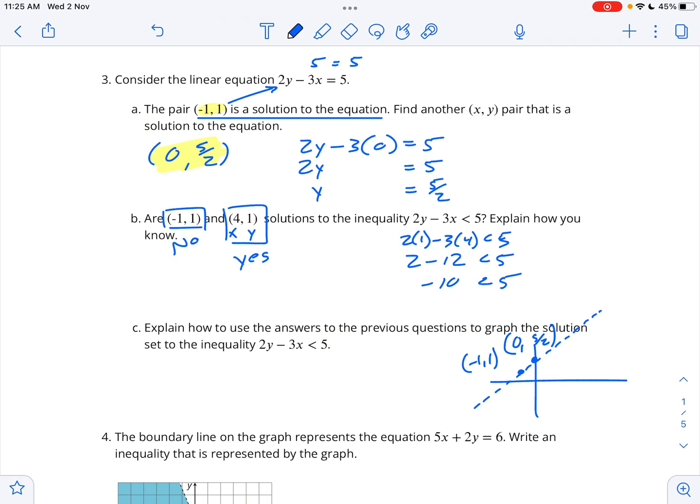And then lastly, we know that 4, 1 is a solution. 4, 1 would be like right over here. And so if that's a solution, that means that everything to the right of this line or below it is also going to be a solution. So that point right there kind of tells me which side of the boundary line I want to shade.